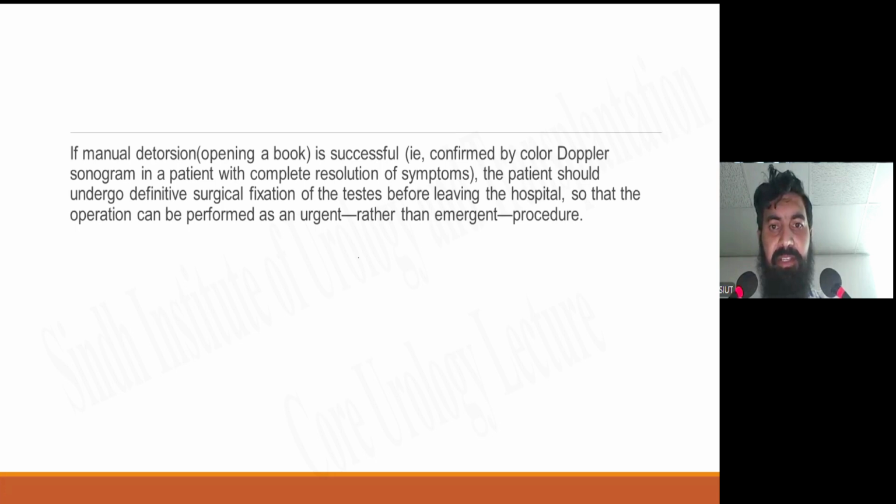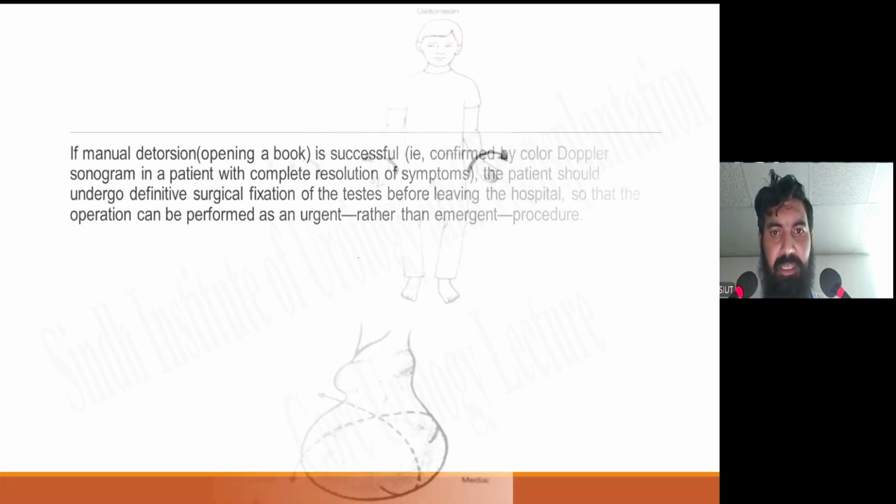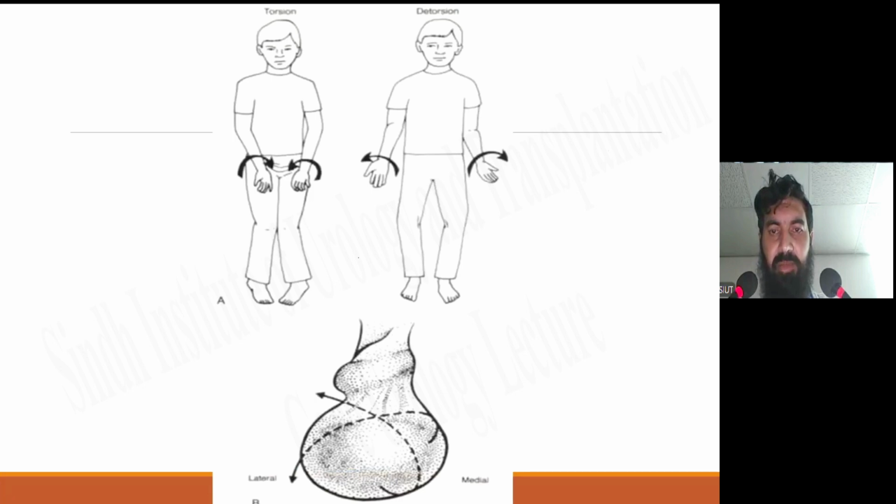In a patient with complete resolution of symptoms, the patient should still undergo definitive surgical fixation of the testis before leaving the hospital, so that the operation can be performed as an urgent rather than emergent procedure. This is the opening-a-book manual detorsion: from medial to lateral, the legs and arm rotate, and this causes the detorsion of the testis.